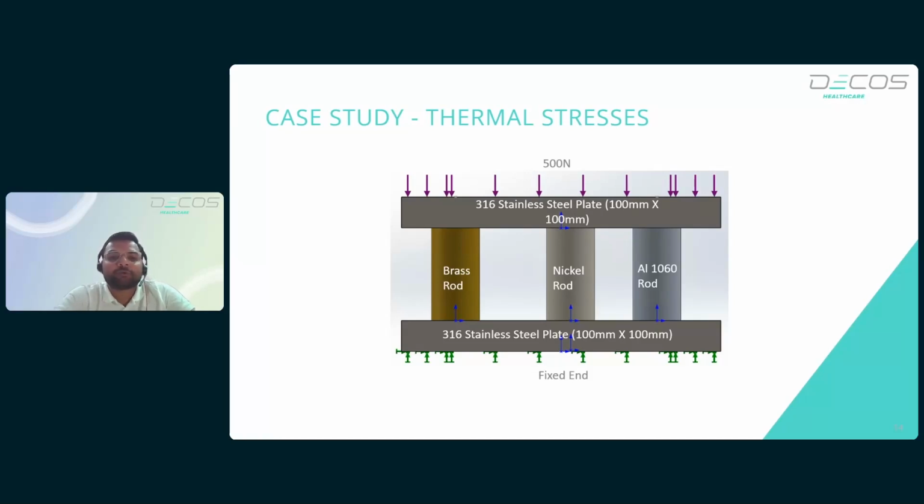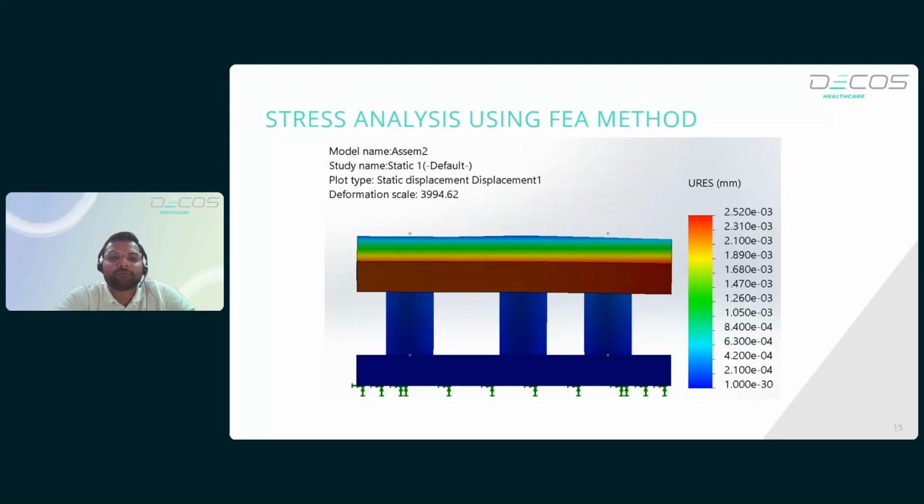So let's solve it in an FEA package for deformation. I have solved it in SolidWorks. The maximum deformation which the body undergoes is 0.002, which is almost negligible. This is the displacement plot.